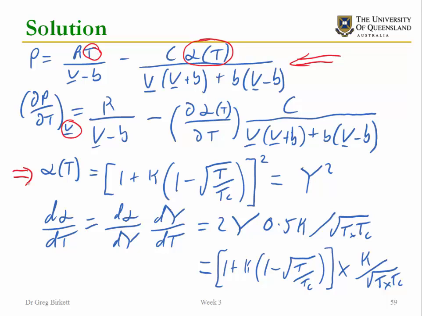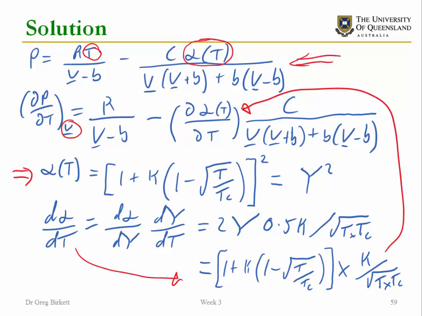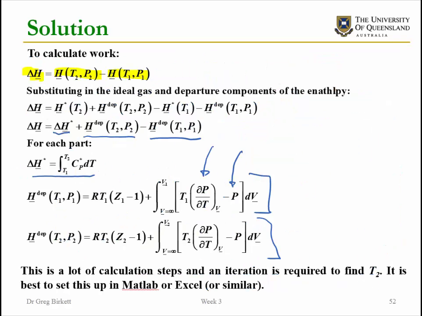Once I get the differential down here, I simply substitute that back into here, and I've now got my dP/dT term that I can use in my delta S equation and also in my delta U equation. So once I have my equation for dP/dT, I can substitute that in and then do my integrations in MATLAB or Excel.